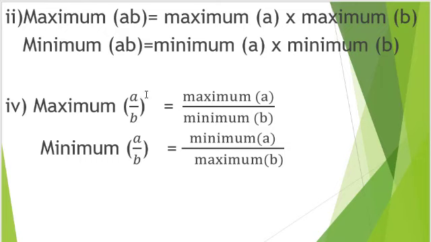Roman 4. Maximum of A over B. When we are looking for the big answer of a quotient A over B, making the denominator very big makes the answer very small. That can't be. We are supposed to make the numerator very big and the denominator very small. That's why here I'm saying it is equal to maximum of A over minimum of B. Then minimum of A over B. If you want a small answer, obviously you need to make the numerator very small, minimum of A, then the denominator very big, maximum of B.